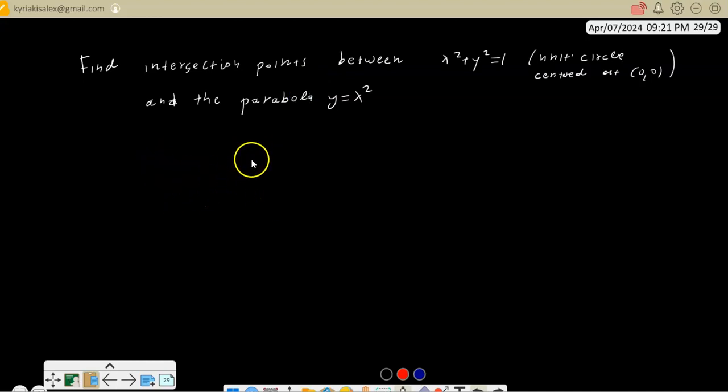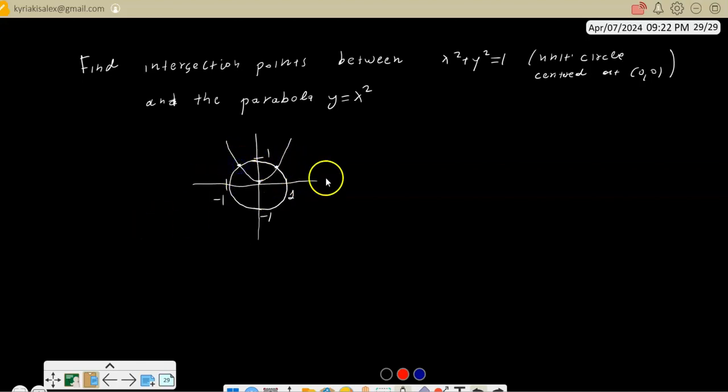In order to solve this problem, it's good to draw a Cartesian coordinate system. Here is the unit circle, so the radius is 1. It's 1 here, -1, -1, and 1. And the parabola is like this. So visually we see that we have two intersection points.